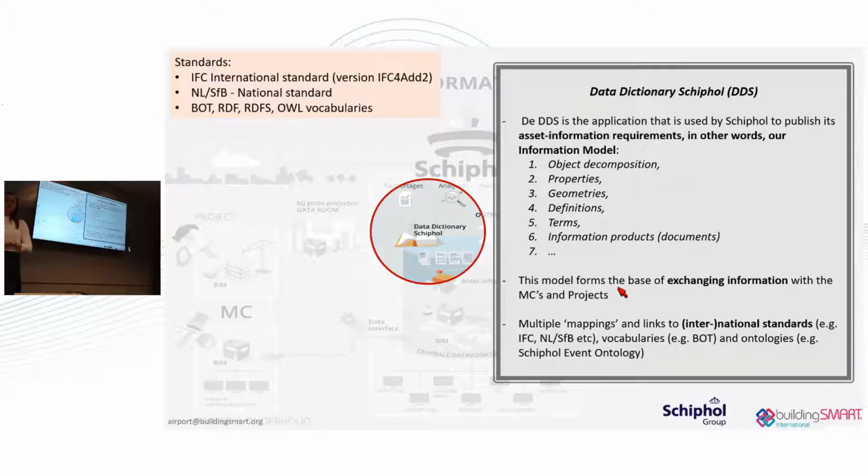Within our data model, we also have multiple mappings and links to international and national standards, which I think is very important for the airport room here. We also have vocabularies and ontologies, all in the technical part in the back of our landscape. Some of the standards that we have in our data dictionary are IFC, in this case still version 4.2. We have the NLSFB, which is a national standard, and we have the different vocabularies that we have in our data dictionary.